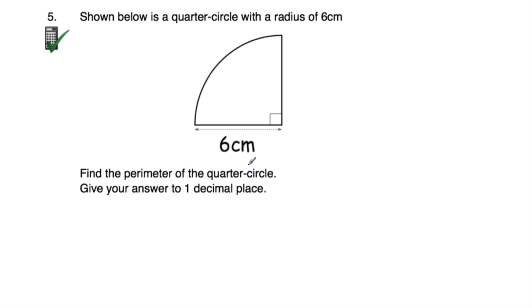We've been asked to give our answer to 1 decimal place. Now let's start off by looking at the radius here. We've got a radius of 6 centimeters. That means that this radius would also be 6 centimeters. So this is 6 centimeters and this is 6 centimeters. That's 2 of the sides. Now we need to find the length of the arc so we can add the 3 together. To find the length of this arc, it's a quarter of the circumference of the whole circle. If we had a whole circle that looks something like this, and please excuse my sketch, but actually that's not looking too bad.